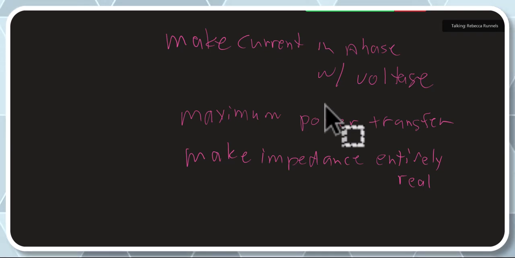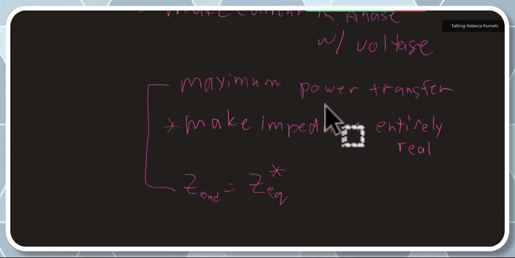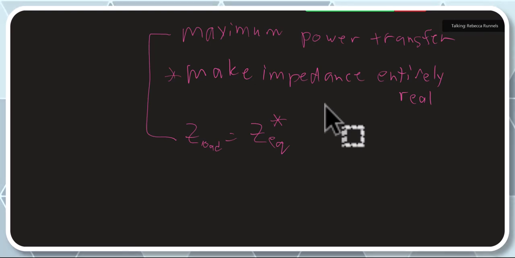Because when you add a conjugate to the number, that makes the imaginary parts go away. So maximum power transfer is not exactly the same as the rest. These two just mean you need to make the imaginary part 0. Maximum power transfer means you have your load, Z load, equals Z equivalent conjugate. It does mean that your entire impedance is going to have a 0 imaginary part, but it also has to have the same magnitude. So that does make it a little bit different.